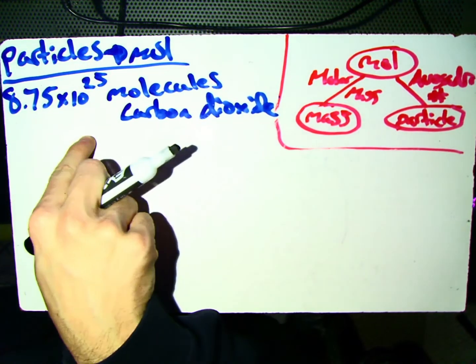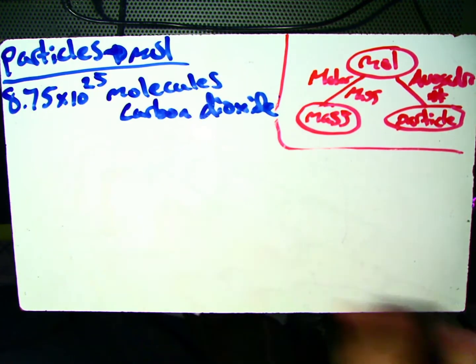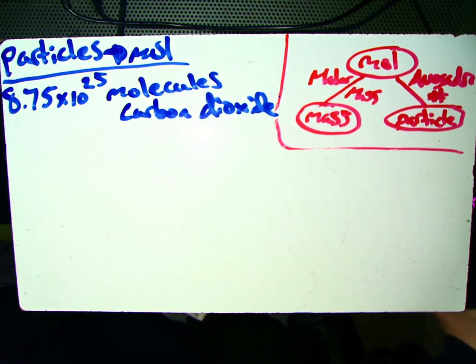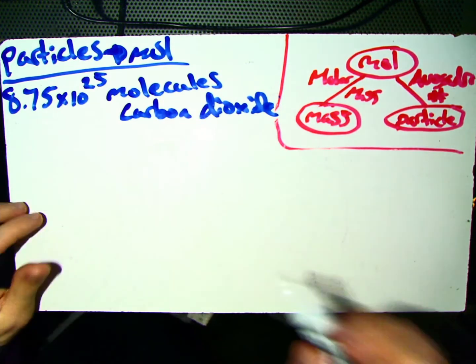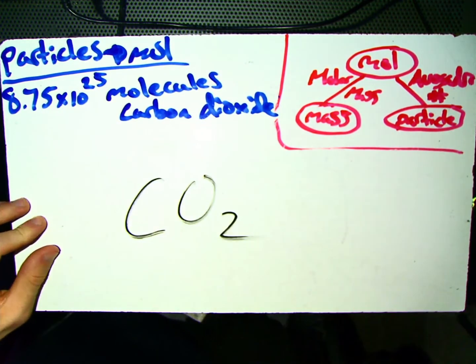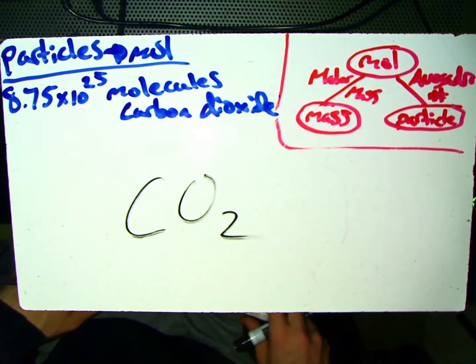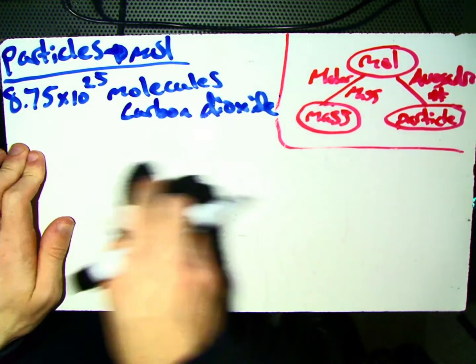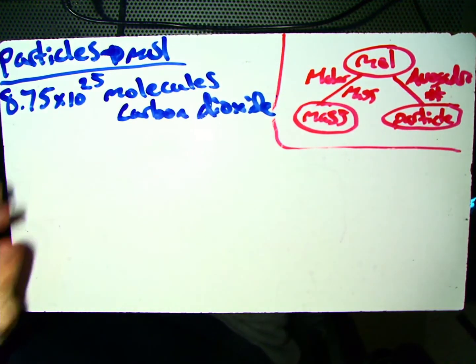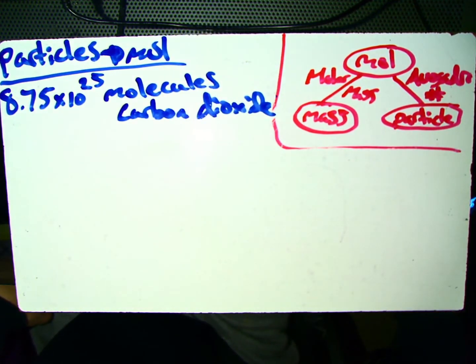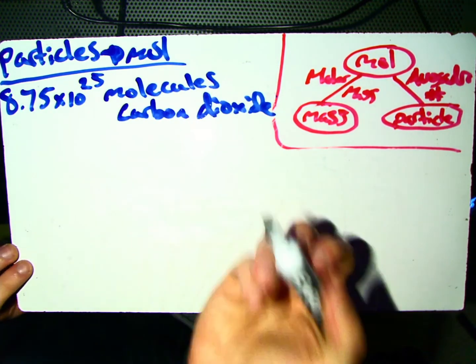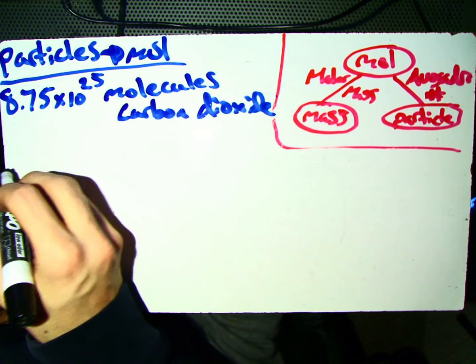Let's start with our given. We have 8.75 times 10 to the 25 molecules of carbon dioxide. And the key word there is molecules. Carbon dioxide, CO2, are 2 nonmetals, right? 2 nonmetals. That's a covalent compound. Any covalent compound, we're going to refer to their particles as molecules. All right, but anyway, let's just jump into the math, and what do we start with?